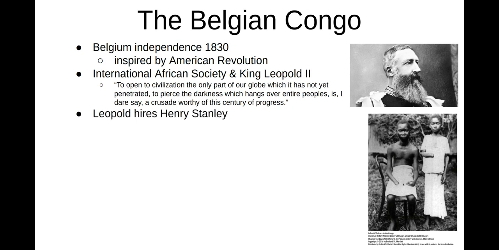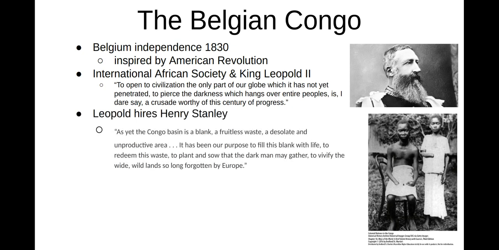I already said this quote. I guess I shouldn't have repeated it. Anyway, he hires Henry Stanley, this African sort of explorer, to go to Africa and sort of scout it out.